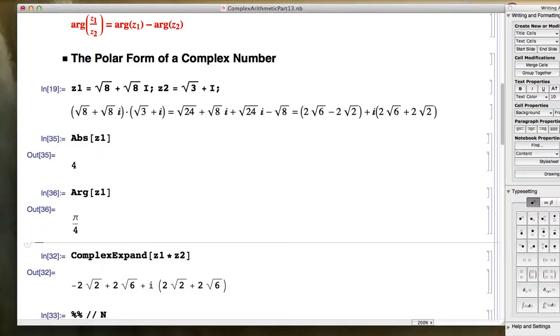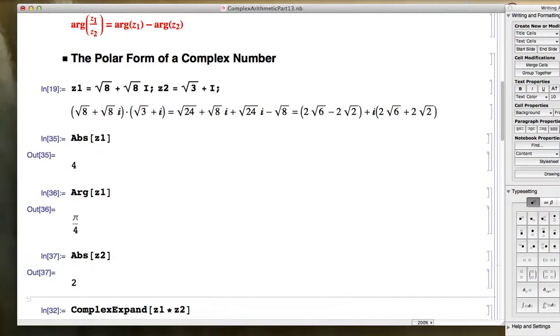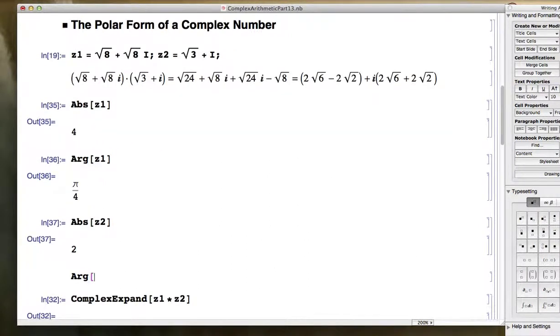How about Z2? Think about it. Maybe use the formula. Maybe even try it in your head. You should get square root of 4 or 2. And its argument, you could look at the picture and guess, should be 30 degrees, which is pi over 6 radians.